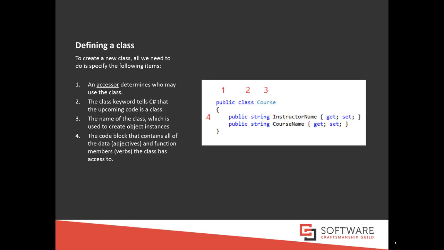The fourth part is the code block that contains the definition. What defines a course? And we're going to get into this property syntax later, but basically for now, let's just say we have two string properties that define a course. One is the instructor name, the other is the name of the course itself.